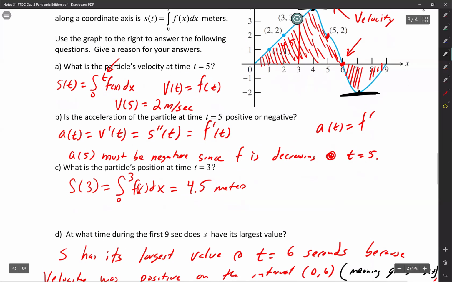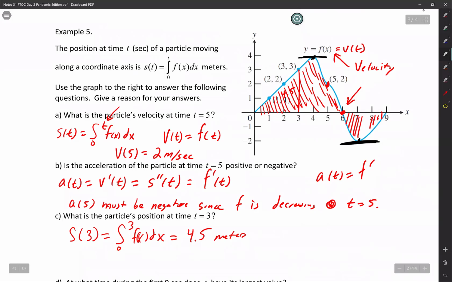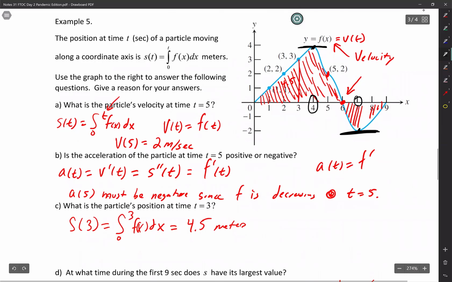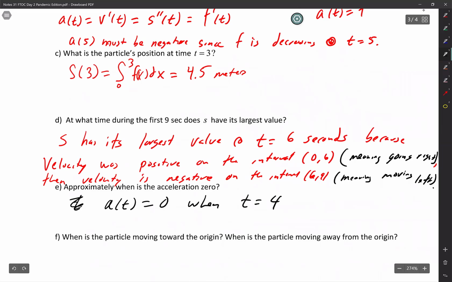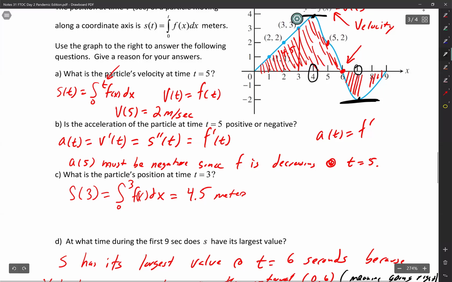It happens at 4 and at 7, guys, because this is my velocity curve, and acceleration is the derivative of velocity. So I'm looking for horizontal tangents on my velocity curve. That happens at 4, that happens at 7. So I'm going to write A of t equals 0 when t equals 4 and t equals 7.